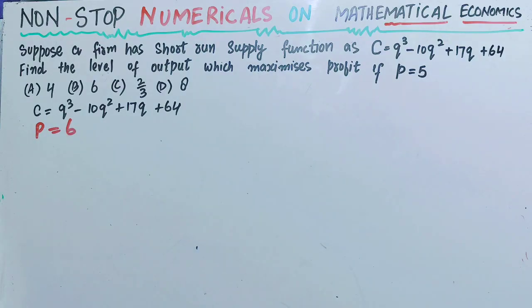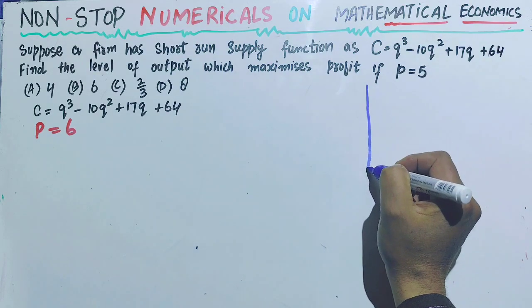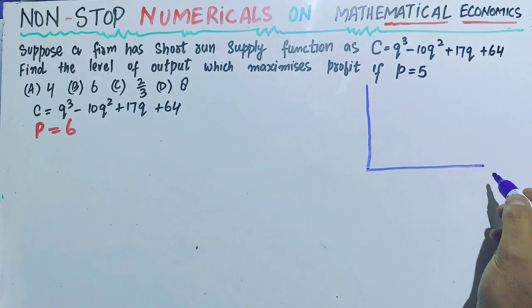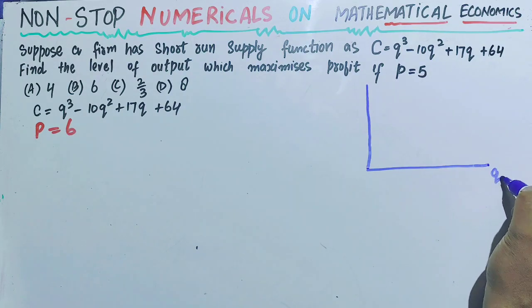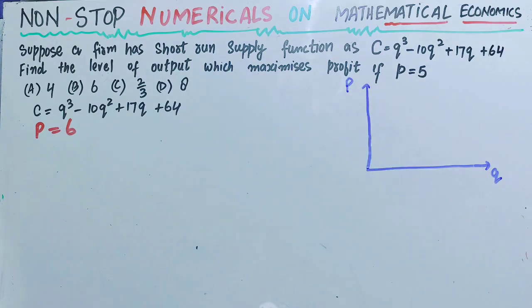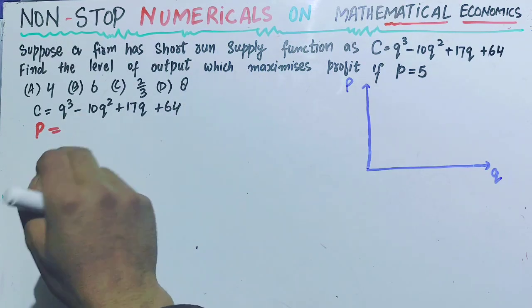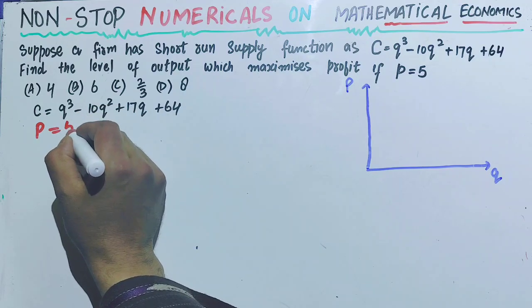Okay, so let me draw a simple graph to make sense here. If I draw the graph like this, we have the output on the horizontal axis, price on the vertical axis, and other marginal costs or other things on the vertical axis. Now what is the condition for profit maximization? Since price is given as, rather, 5, I have written here 6, so we have here 5.